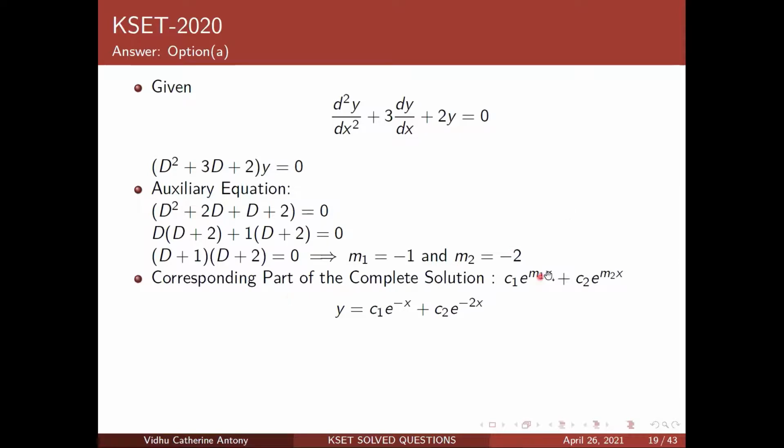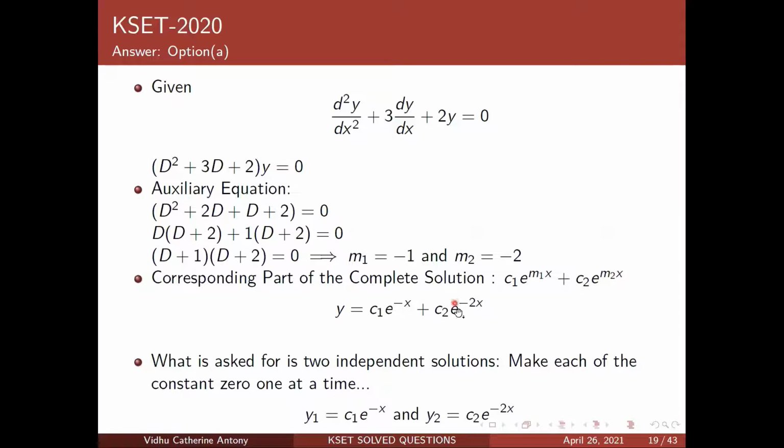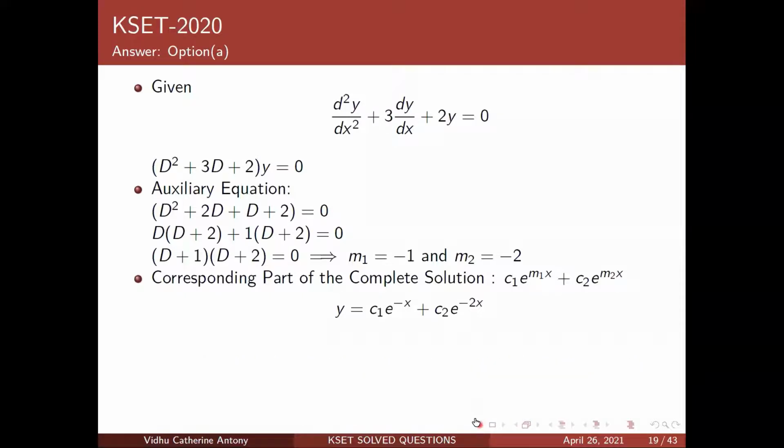Now, what is the corresponding part of the complete solution that we looked at? When the roots are different, we have c1 e to the power of m1x plus c2 e to the power of m2x. Because m1 is minus 1, you substitute minus 1 here, m2 is minus 2, substitute minus 2 here, and then you get the complete solution. Now, what is asked for is the two independent solutions. So you make each of the constants 0 and 1 one at a time. You look at this, and then you know directly it's option A, because you have e to the power of minus x and e to the power of minus 2x.